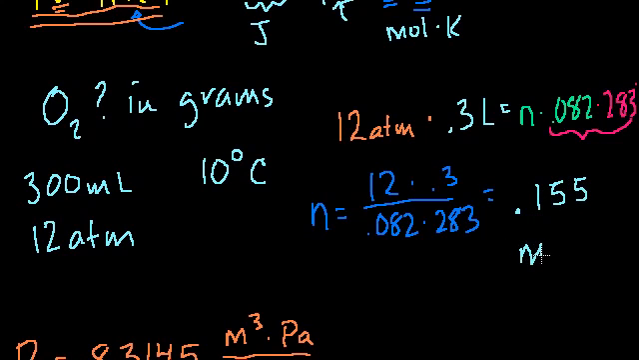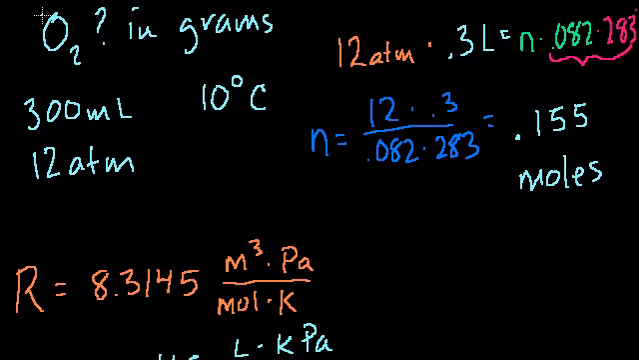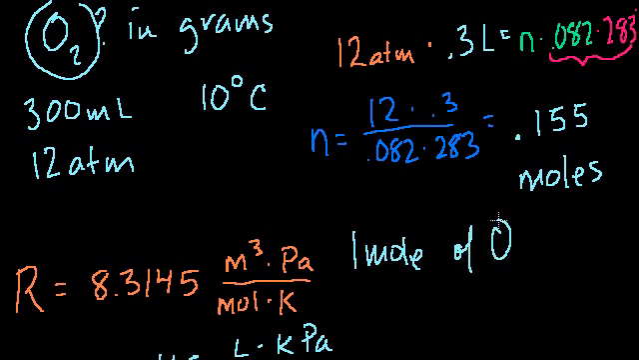Now, how many grams are in 1 mole of oxygen, of an oxygen molecule? So 1 mole of O2. Well, we know oxygen's atomic mass is 16. 1 molecule of gaseous oxygen has 2 atoms in it. So it has an atomic mass of 32 atomic mass units. So its molar mass, its mass per mole, is going to be 32 grams.